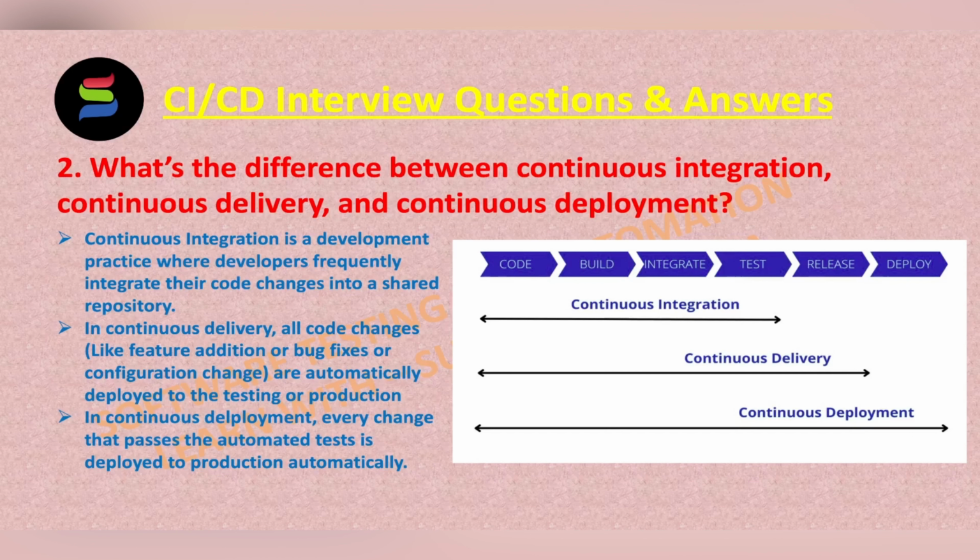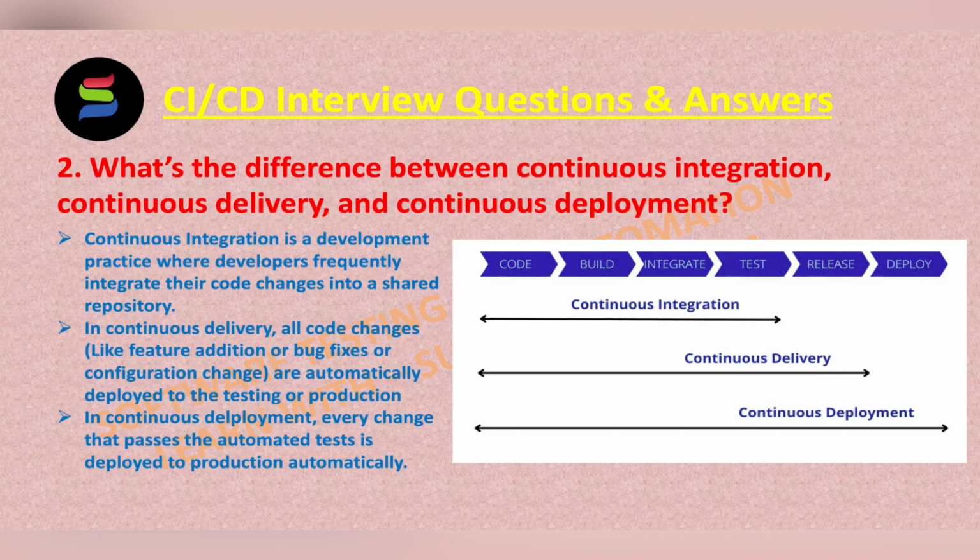In continuous delivery, all code changes like feature additions or bug fixes or configuration related changes are automatically deployed to the testing or production environment after the completion of the build process. By automating the delivery of new code to users, continuous delivery ensures a safe, quick, sustainable process. Continuous delivery ensures that deployments are both predictable and consistently scheduled.